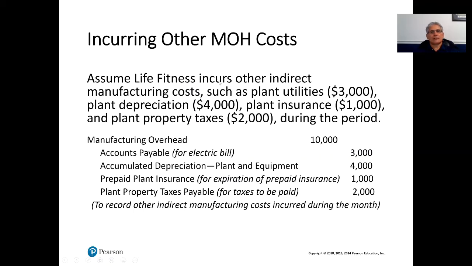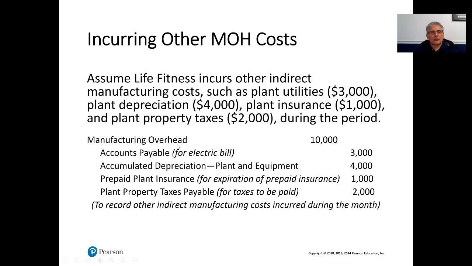Assume Life Fitness incurs other indirect manufacturing costs, such as plant utilities, plant depreciation, plant insurance, and property tax. Everything is listed right here. It's broken down on this slide, but it's going to take me forever. So instead of crediting all of these accounts, I'm going to just put everything under accounts payable. That makes it easier for me to put on the T accounts.